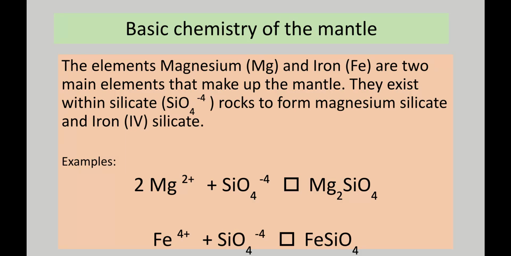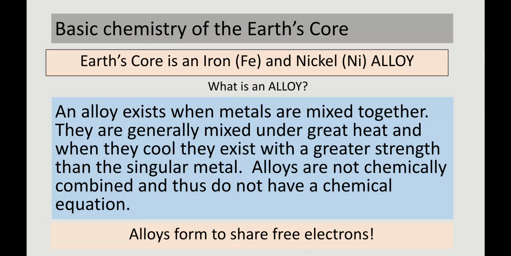The chemistry of the mantle is that it's mainly made up of magnesium and iron, the two main elements that make up the mantle. When we're talking about compositional, this is what makes them up. This is why we use it, because chemically speaking, this is what they're made of. And then you have a whole bunch of magnesium silicate type rocks that are formed in that area.